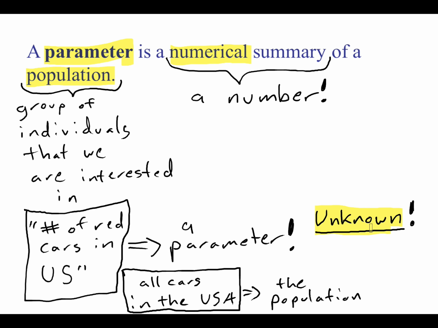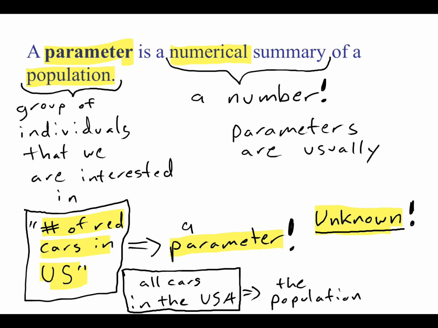Parameters will be unknown, which makes them a little bit harder to think about because they're quantities. The number of red cars in the United States is a quantity, but it's a quantity that we don't know. That's a really important idea. I'm going to write that down. It's so important. Parameters are usually unknown. They are not known. And that makes them a little bit harder to think about, but they are just numbers, and they are numbers that describe the population.